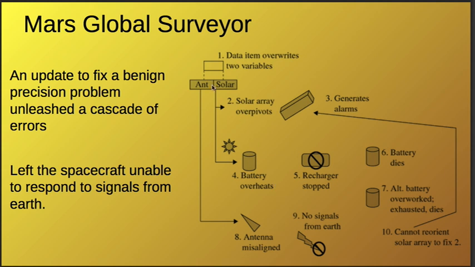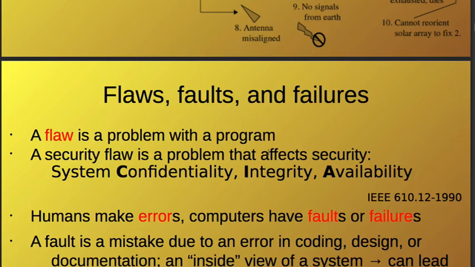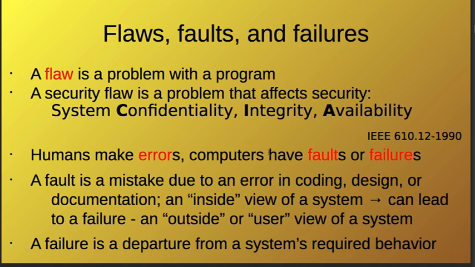So it seemed like a relatively benign change, but it ended up causing a cascade of errors, eventually leaving the spacecraft essentially unusable. Okay, so now let's take a look at some of these terms: flaws, faults, failures, and errors. I've highlighted them in red just to draw your attention to these terms. You want to understand exactly what they mean, because I think they're often used in ways that are probably not compatible with the way we try to use them in security.